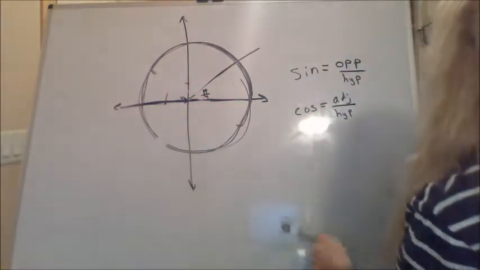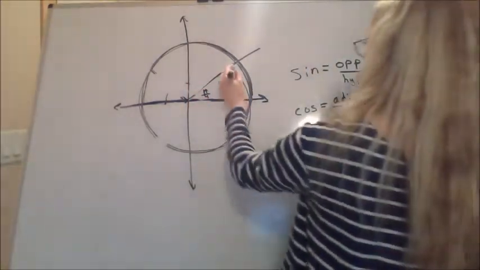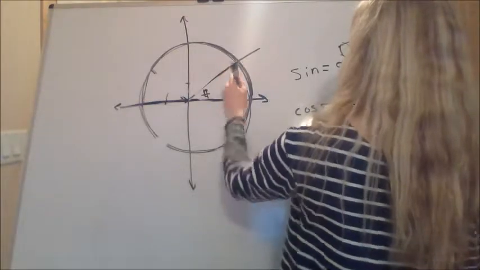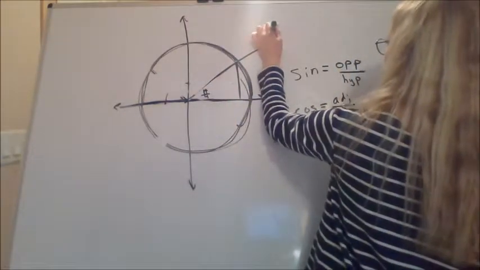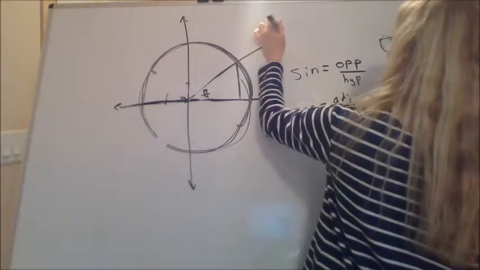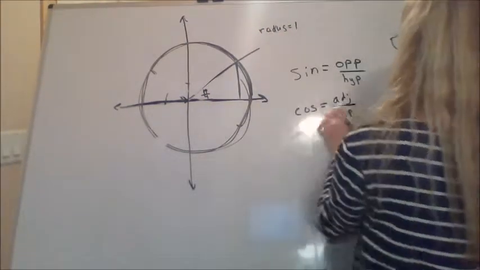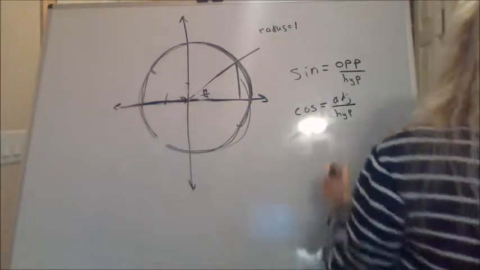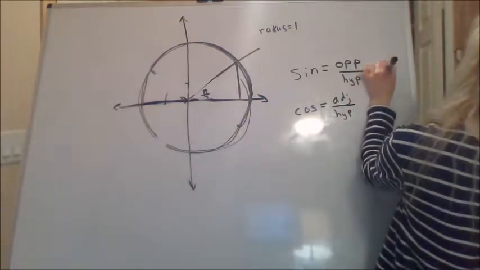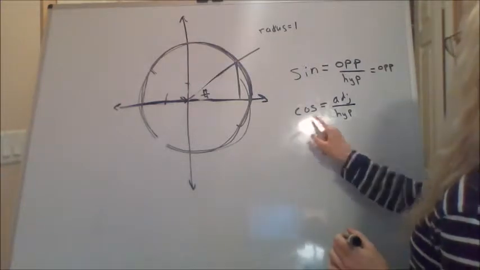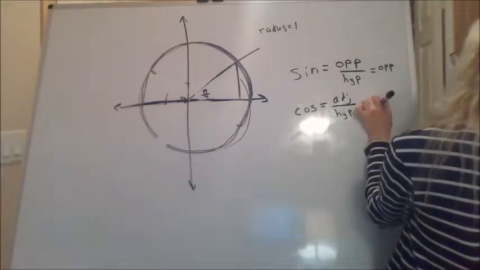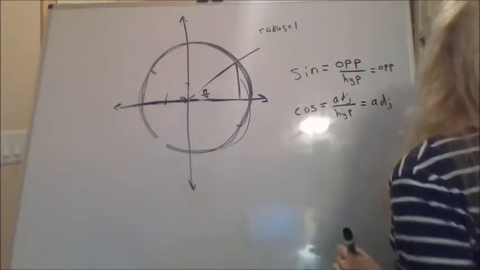If we're thinking about sine, that's going to be opposite, so this is going to be opposite over hypotenuse. And we know for sure that the radius, shouldn't have erased it, but our radius is going to be 1. So our hypotenuse is going to be 1. So this sine is just going to be the length of the opposite side. And likewise, our cosine is just going to be the length of the adjacent side.